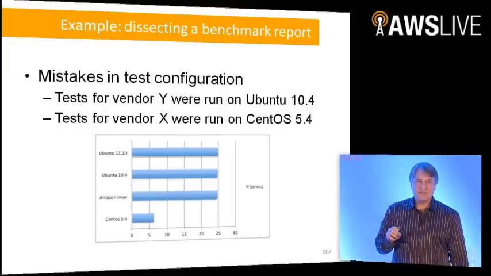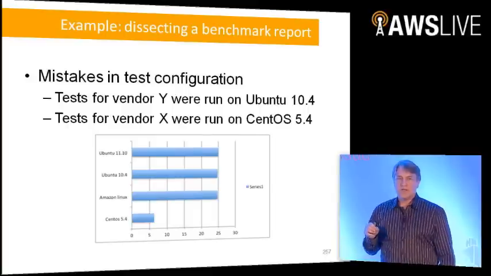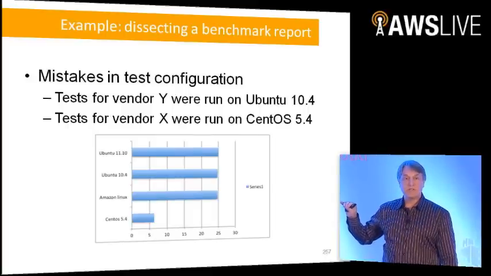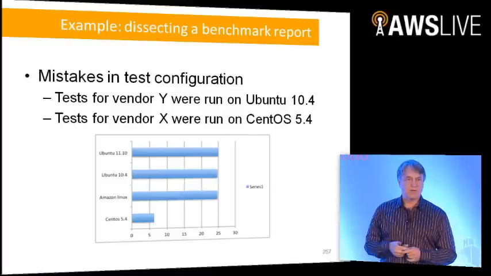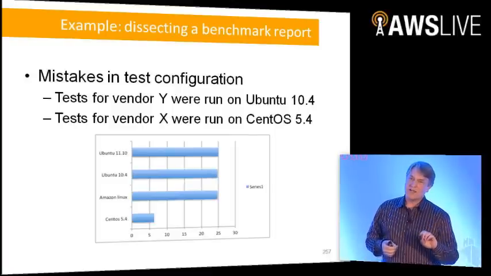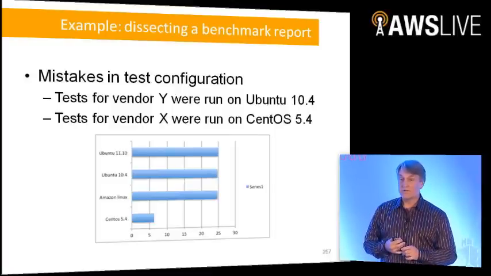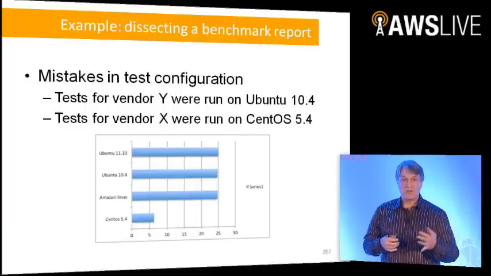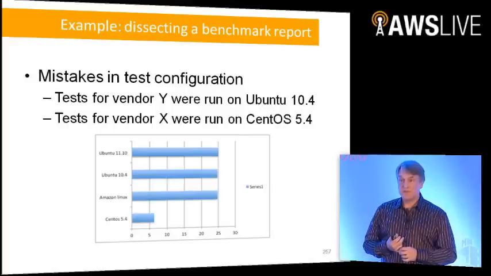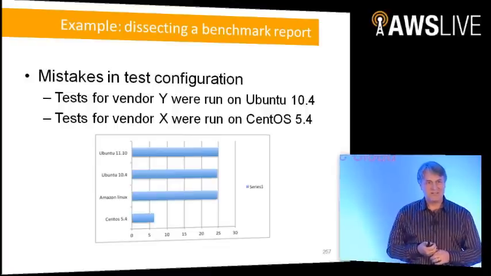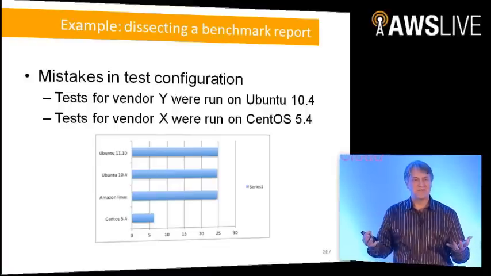There were actually test configuration problems. They ran all of the Y tests using Ubuntu 10.4, a fairly modern release that works pretty well on multiprocessor machines, which is what they're doing here. They ran all of the X tests on CentOS 5.4. In fact, I reproduced their results and found a problem. They were running on a kernel that was from 2008. It was a Fedora 2008 kernel, and if you know anything about that kernel, it's actually almost single-threaded on a multi-core system.